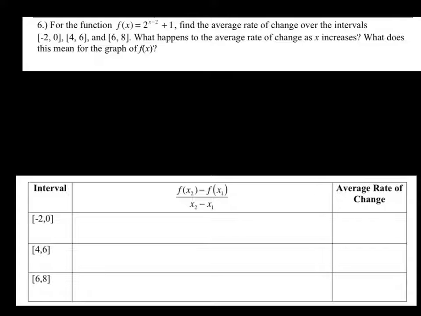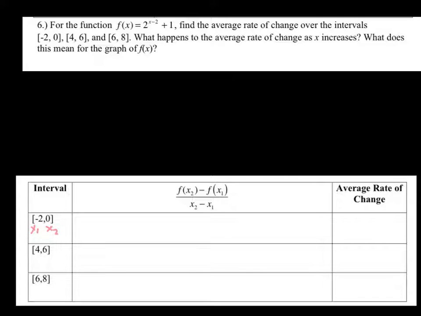The first thing we're going to do is fill out the interval and find the average rate of change for each interval, so we're going to fill out that chart first. The first interval is negative 2 to 0. Remember, this is not an ordered pair. This is not x is negative 2, y is 0. Negative 2 is your first x value and 0 is your second x value. So we're evaluating the function in the numerator and dividing by just the x values in the bottom.